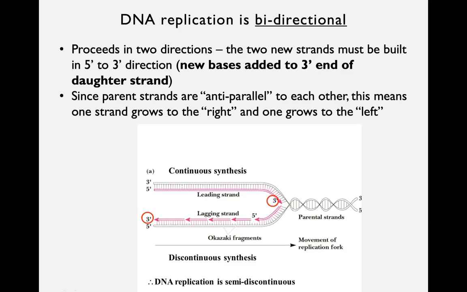So you're going to get really tired of hearing me say 5' and 3' over and over again. Just remember, when we're talking about the new strand of DNA that's being built, new bases can only be added to the 3' end. So if you can find the 3' end, which I'll always label for you, you can figure out which direction that new strand has to grow in. Okay, so that's the bidirectional aspect. One is growing to the right, one is growing to the left.